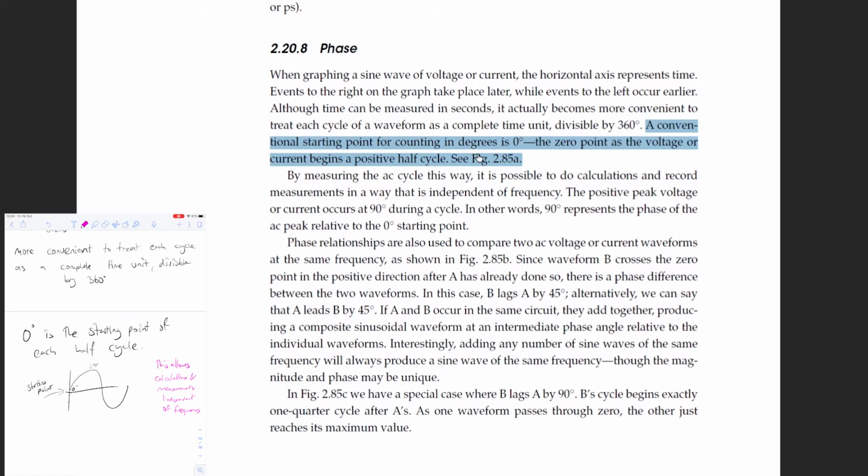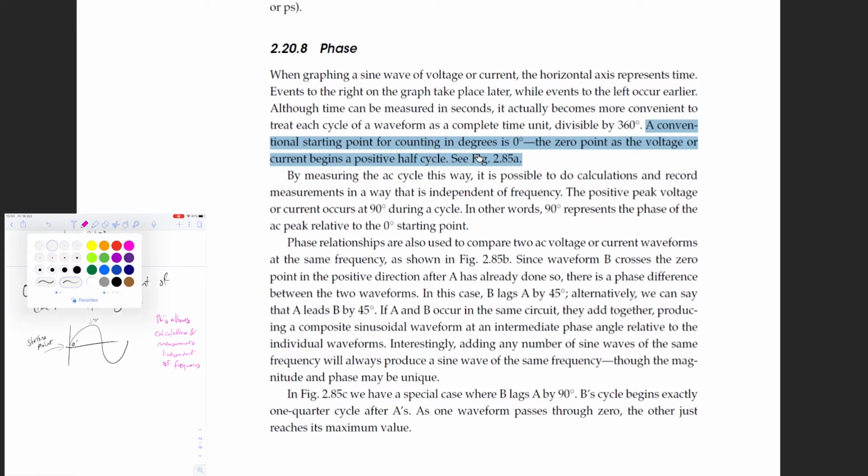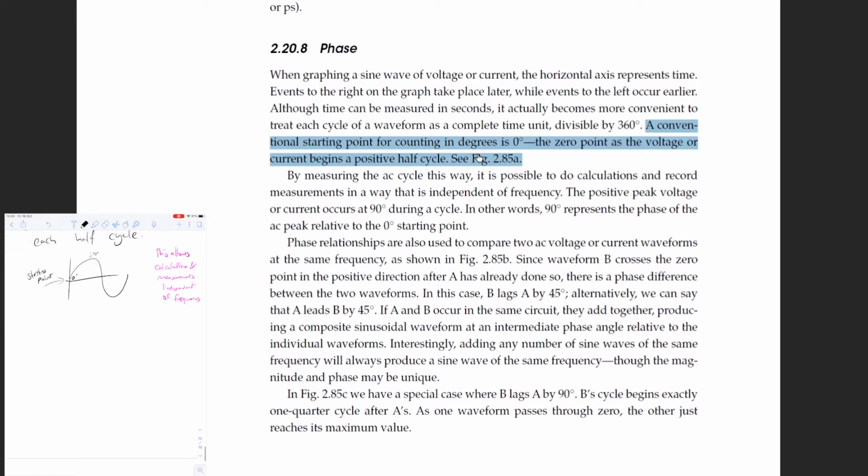Okay, what? You haven't really explained what phase is here. The positive peak voltage or current occurs at 90 degrees during a cycle. In other words, 90 degrees represents the phase of the AC peak relative. I don't know why that means that. I don't get that. 90 degrees is... I keep losing where I am.